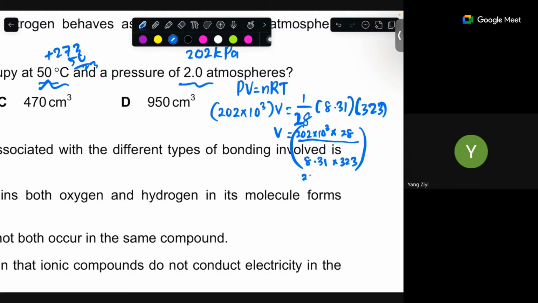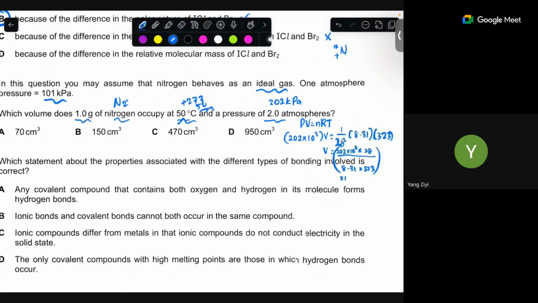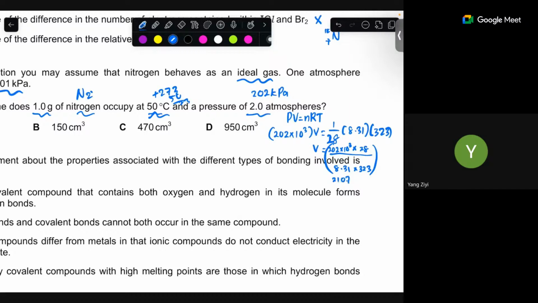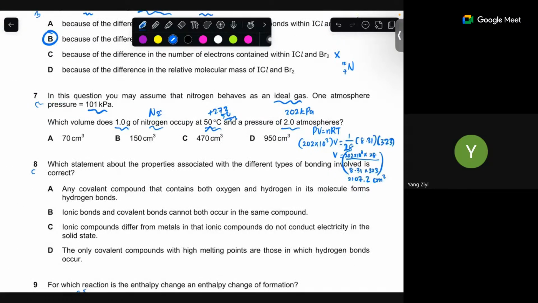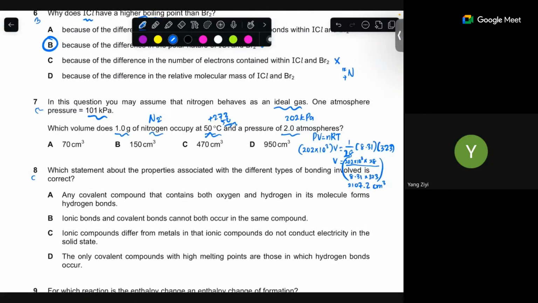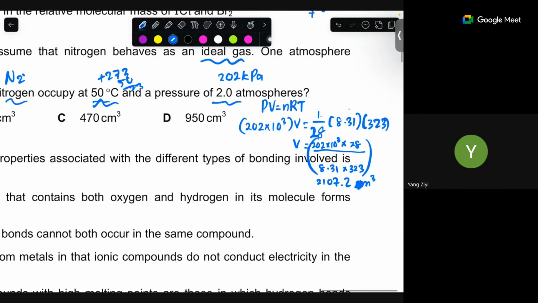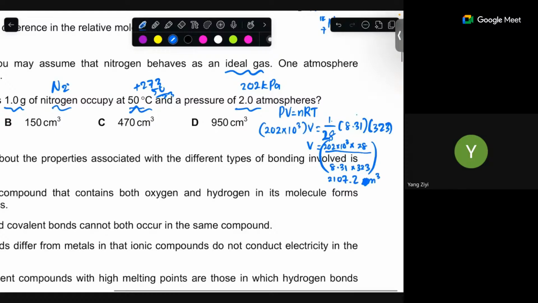2,107. Something is wrong. In this question, nitrogen behaves as an ideal gas, and 1 atmospheric pressure is this. 1 gram, 8.31. Anyways, this one is in meter cube when you calculate, so you need to change it into cm cube.